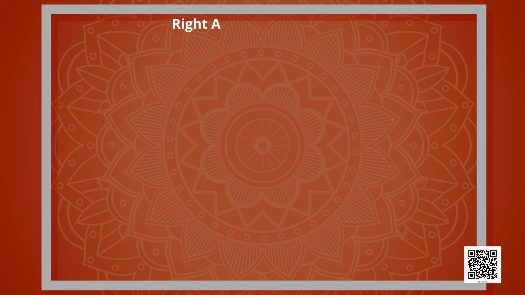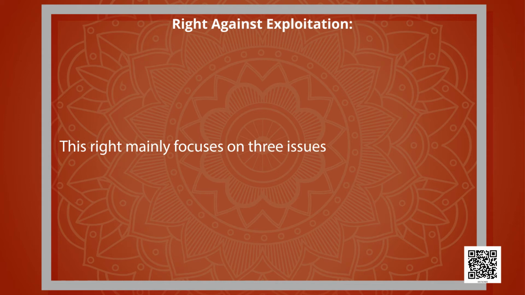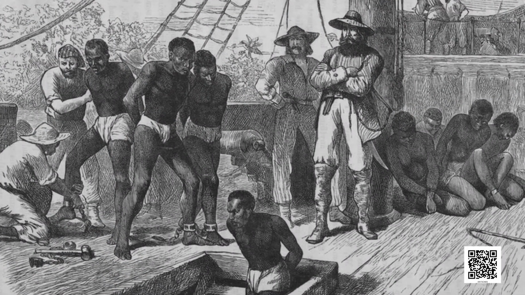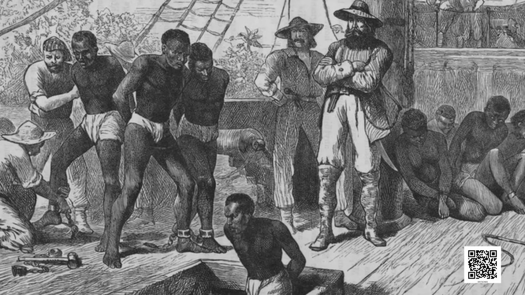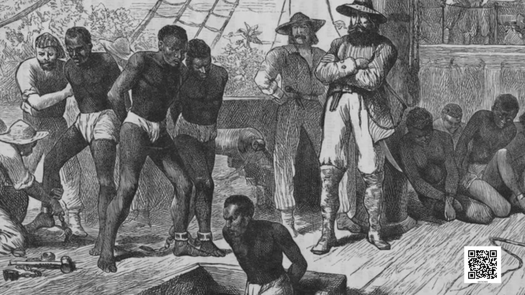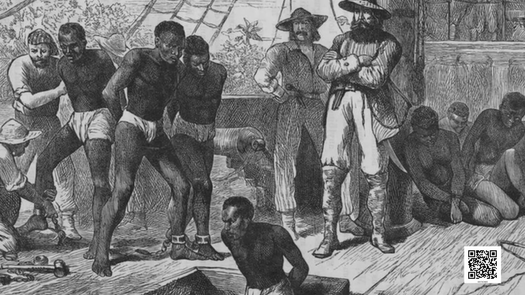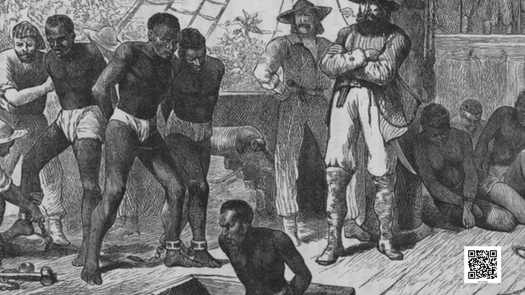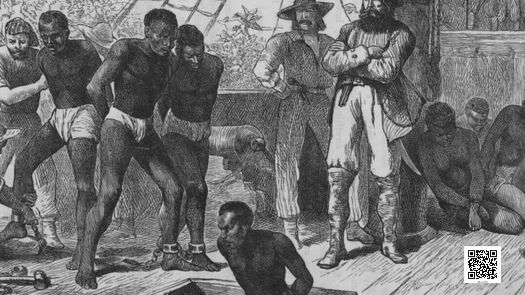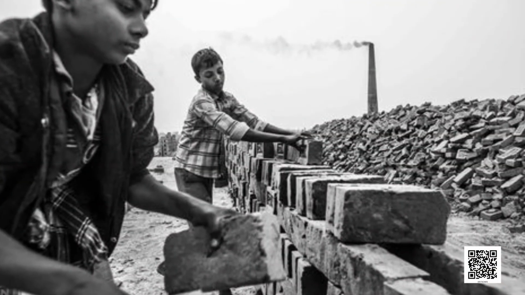Moving on, right against exploitation. This right mainly focuses on three issues, which are traffic in human beings. This means that human beings cannot be traded to be used as slaves or to be used for immoral purposes. The law has been specially made to prevent human trafficking for sex trade. Bonded labor. The Constitution has banned forced labor or begar.